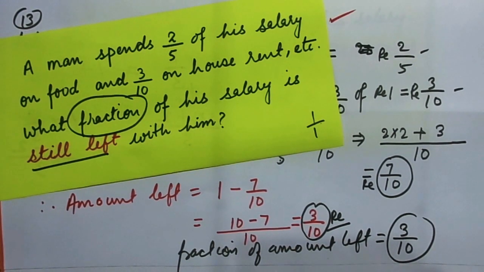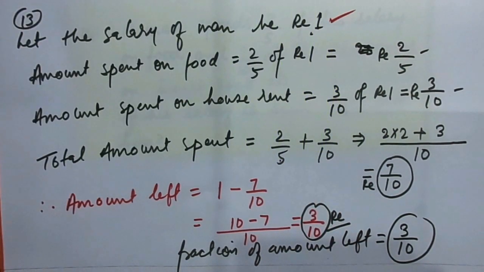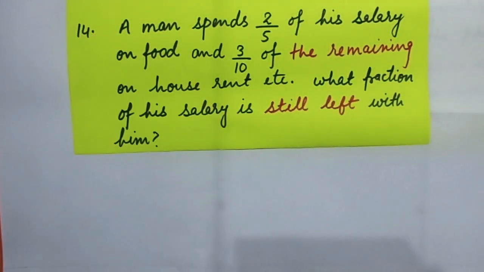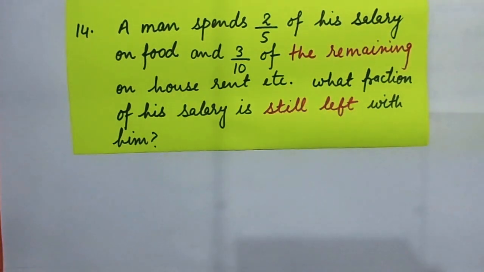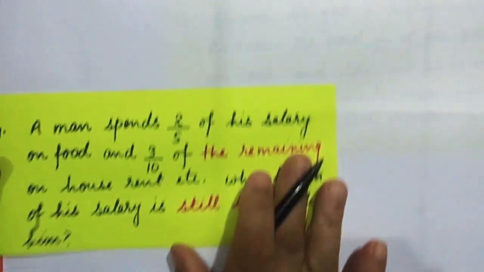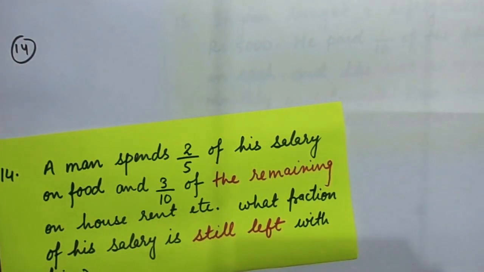If you would write rupee 3 by 10, naturally you know the consequences, isn't it? Now let's turn to 14. A man spends 2 by 5 of his salary. Both the sums are totally different, isn't it? Here they are asking a man spends 2 by 5 of his salary. So we will start in the same way here also, that let total amount of salary be rupee 1.